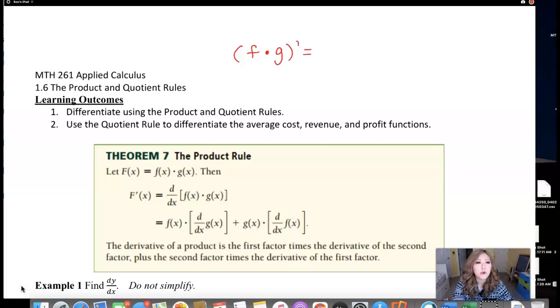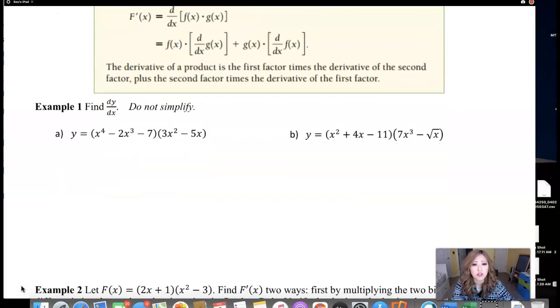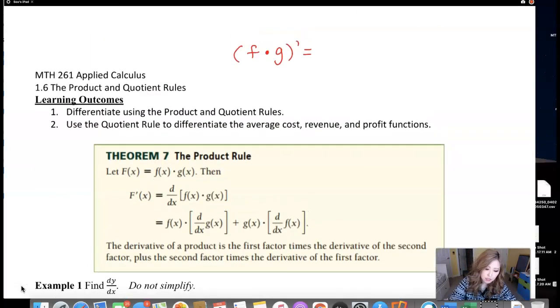In section 1.5, remember, we actually FOILed it out. Look at this one. We actually multiplied it out, and then we used the power rule for individual terms, okay? We don't have to do that. There's something called the product rule. And the product rule goes like this. Okay, this is what you do.